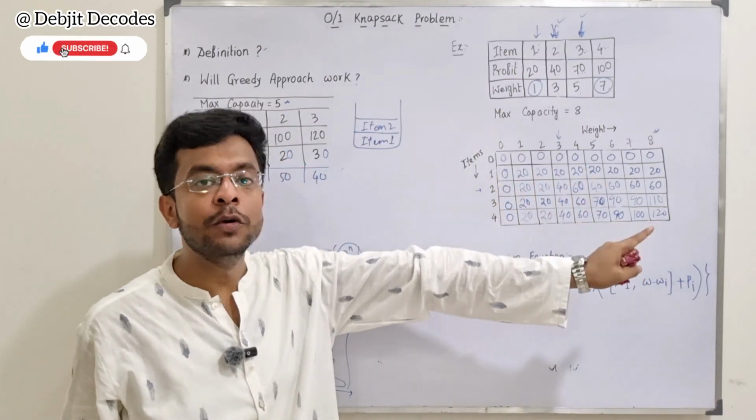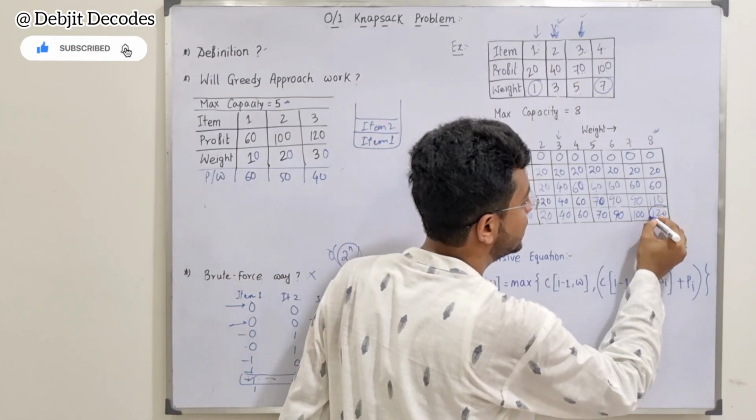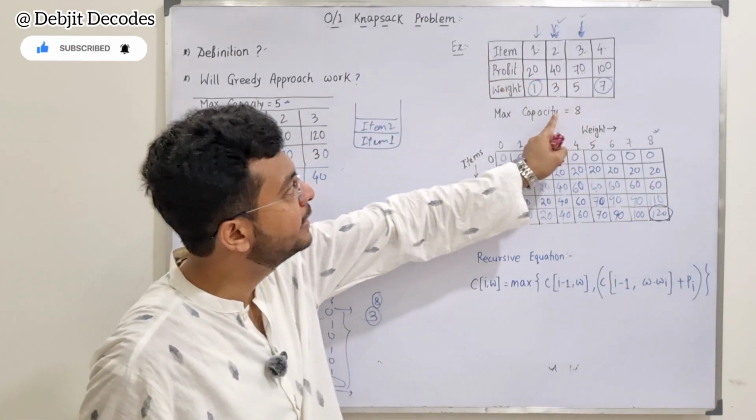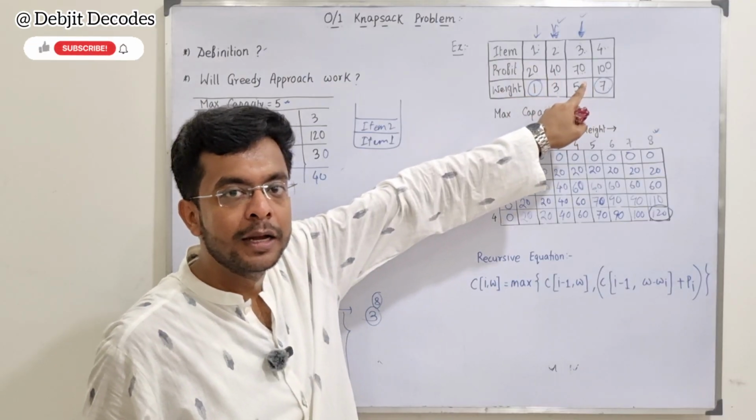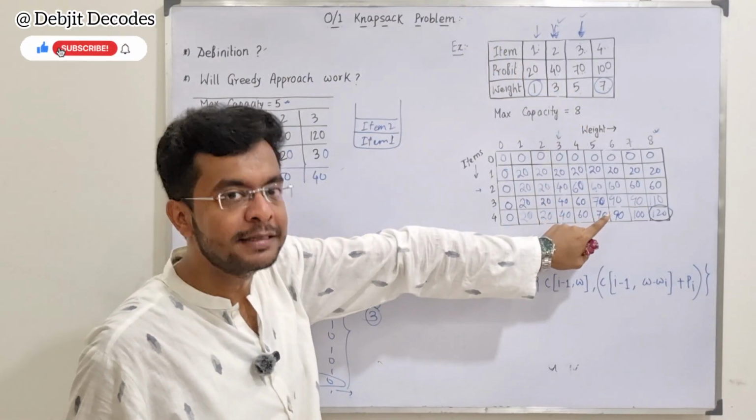Now that's how this table is constructed. And what is giving you the maximum profit here? The last column and last row cell. So that simply means that after solving this particular problem via 0/1 knapsack, via this table concept, it is dynamic programming.